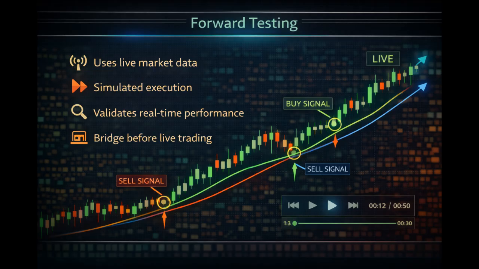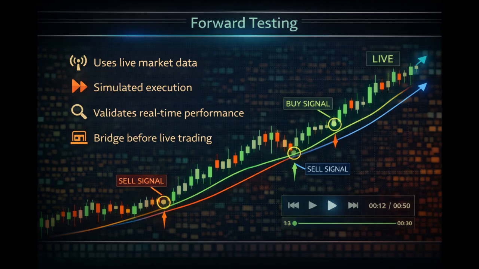For example, a Renko breakout strategy might show excellent performance during backtesting. However, during forward testing, traders may discover that the strategy generates too many signals during sideways markets. This insight allows researchers to refine the strategy before deploying it in live trading.